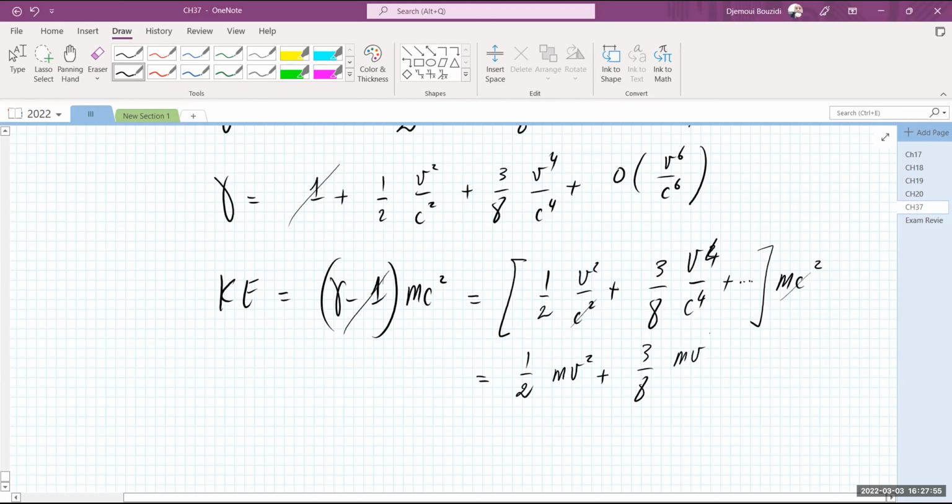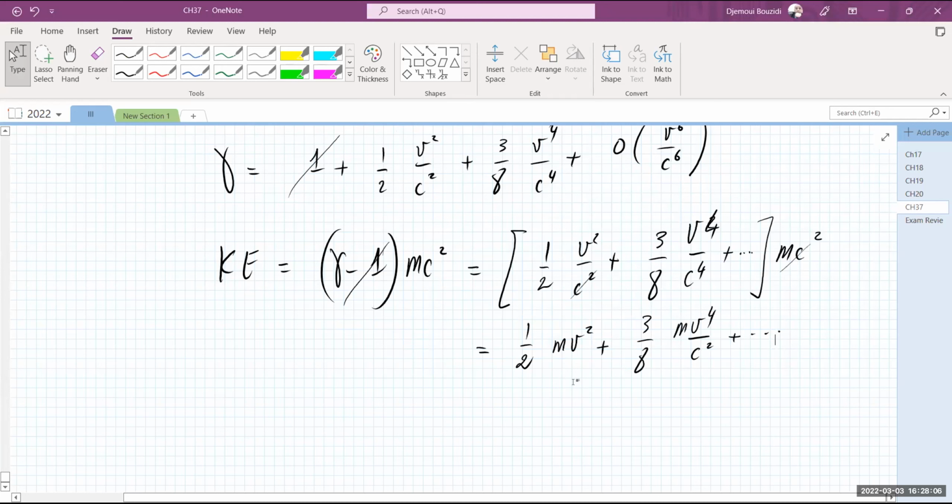Here is the 1/2 of mv squared. Here is your classical value of the kinetic energy. This is what you used all along. But when v is big, then you need to include this correction. So this is the first correction to the kinetic energy. This is the classical kinetic energy. This is the relativistic kinetic energy.